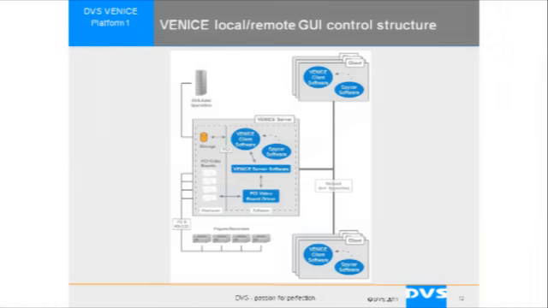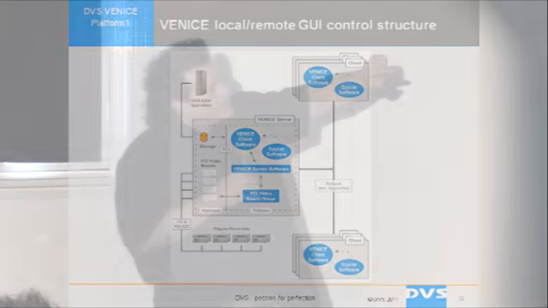And we have the Venice client software and the server software. We have the video boards and the storage. And we see over the network, we can have multiple Venice client software systems that could be connected over the network controlling it. And that works also for multiple instances of the system.